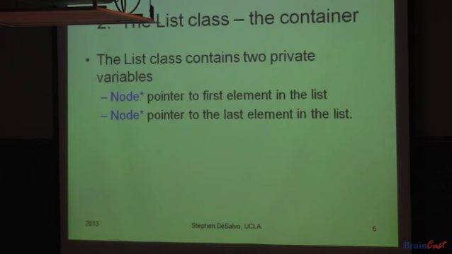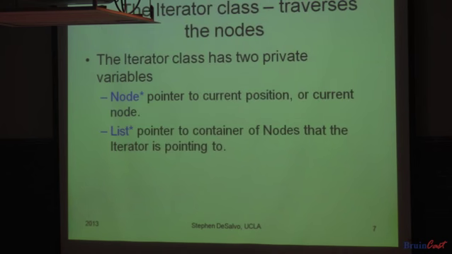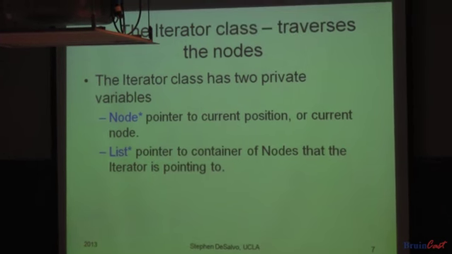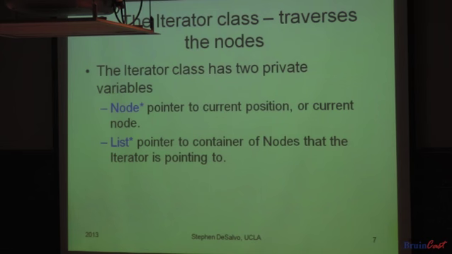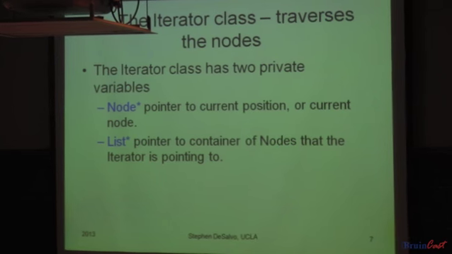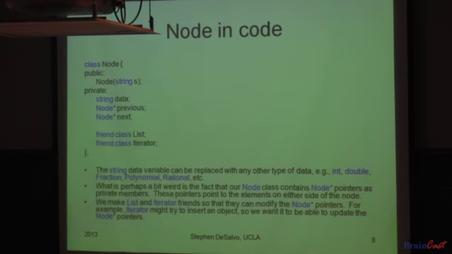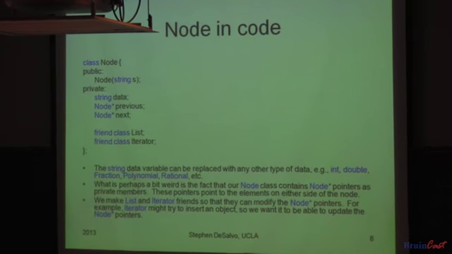There we go. Okay. Now you're going to have a list class, which is going to contain two private variables: it's going to point to the first element and point to the last element. And then the iterator class is going to have two private variables. It's going to point to a particular node, and then it's going to be aware of what list it's currently in as well. Especially if you erase or insert a node at the front or the end, you need to be able to communicate with the list object itself, and you just need to be aware of what container you're currently in.